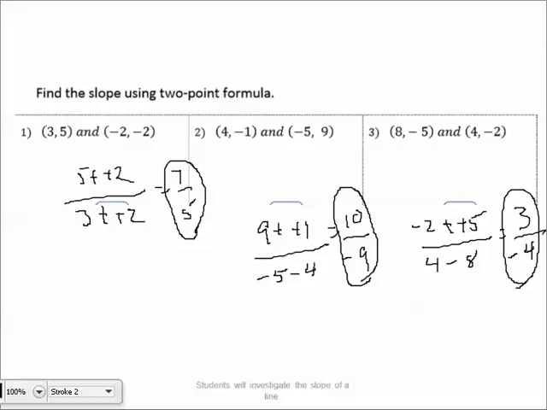It's a fraction. Now, after doing the subtractions, would I ever change these numbers? If I could reduce the fraction, I might reduce it, but I'm never going to turn it into a decimal number. I want to leave it as a fraction.